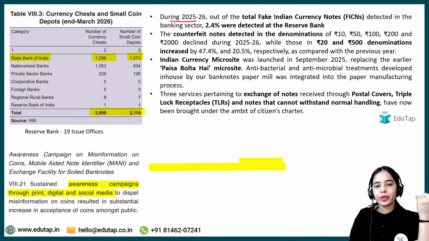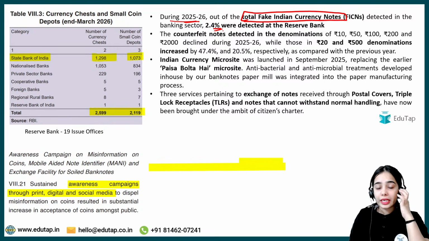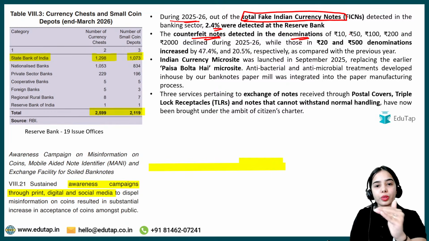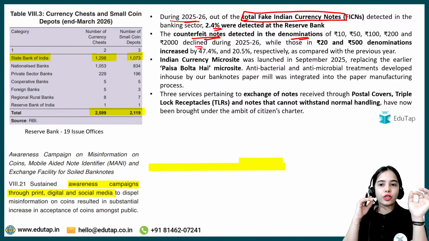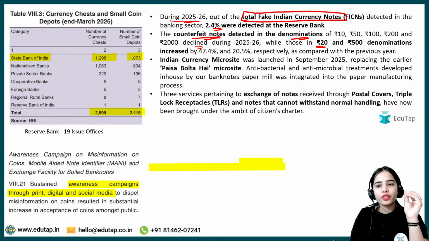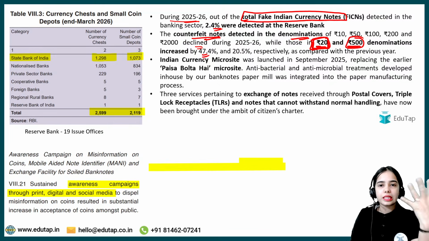Next, during 2025-26, out of the total fake Indian currency notes detected in the banking sector, 2.4% was detected at the Reserve Bank. The counterfeit notes detected in the denomination of 10, 50, 100, 200 and 2000 have declined, while there is an increase of counterfeit notes in the denomination of 20 and 500. In the 500 denomination, like the 20 denomination, counterfeit notes increased higher.